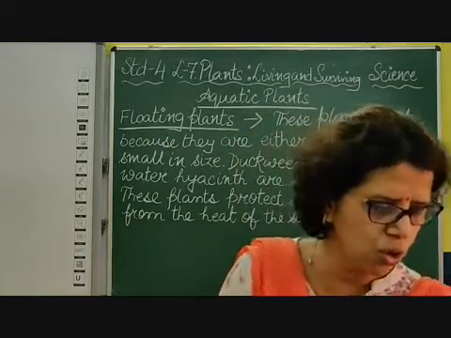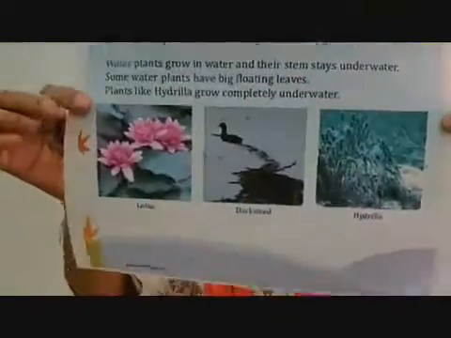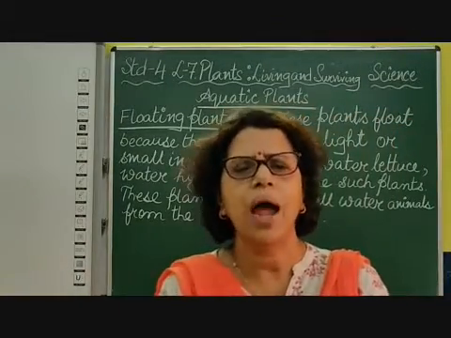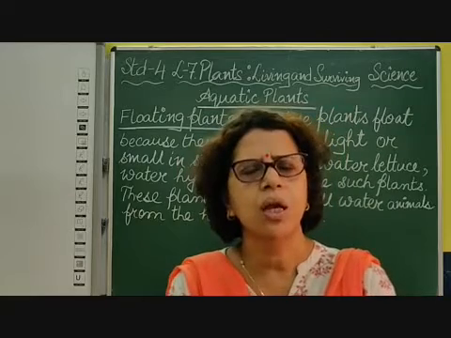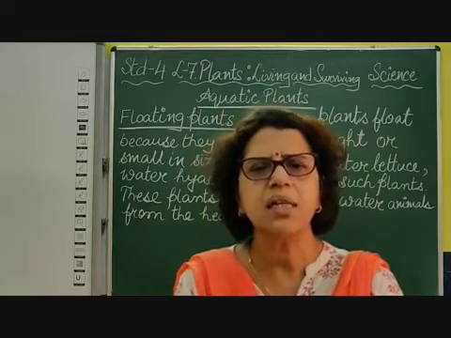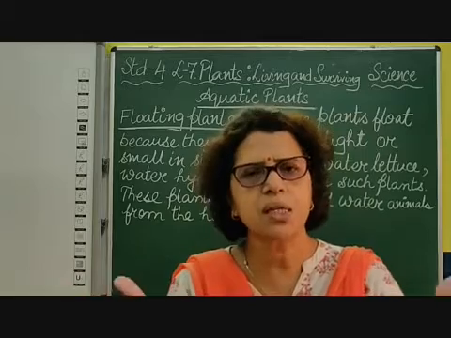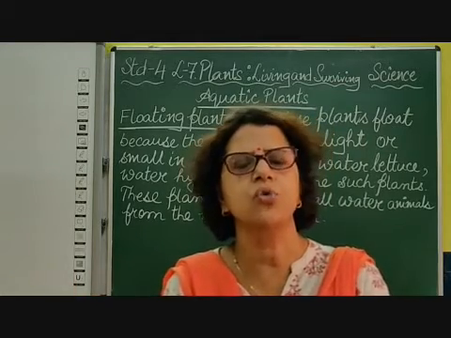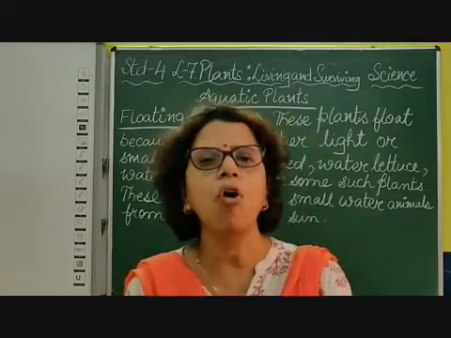As I have shown you, like ducks, you can see they are living in these places. Even the tadpoles live in water, and other smaller animals are protected. Their leaves are light and spongy, and the plant itself is very light and small, so they float in the water. So this is the first category of aquatic plant.